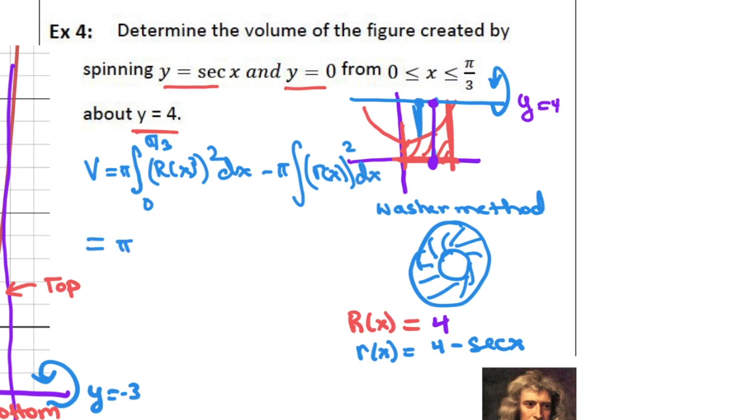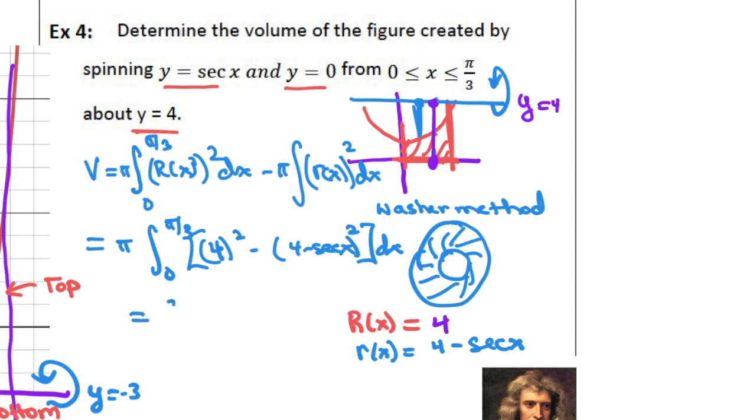This is pi times the integral from 0 to pi over 3, big R squared, so that's 4 squared, minus little r squared, which is 4 minus secant x, quantity squared. And don't forget, these all have a thickness of dx. Now, I would expect you to use a calculator to solve this. You come up with 8.804 pi.